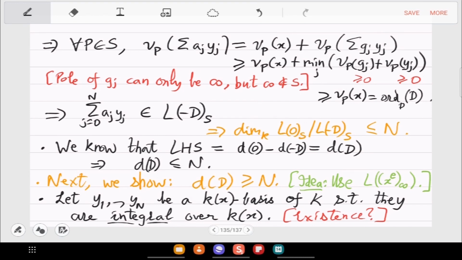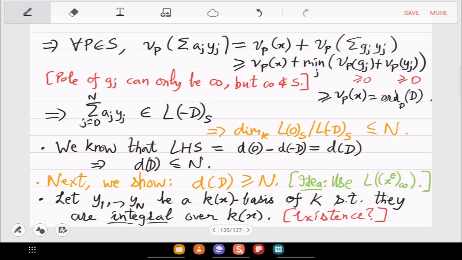Oh, can y1 be 1 over x, you are saying? Those kinds of things. Then you don't have that linear independence. No, but such a thing can only be... I mean, only y1 can be 1 over x. Others then also have to be involved.